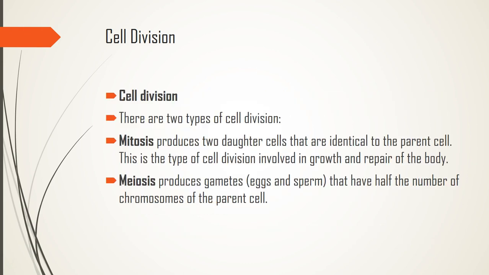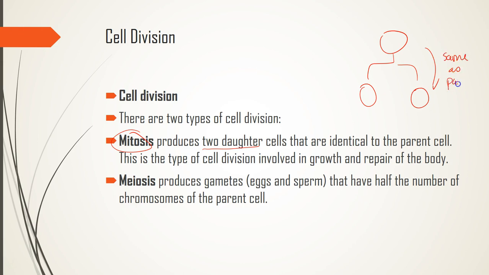So there's two types of cell division that we're going to look at. Remembering that cell division is when a parent cell divides into daughter cells. So we get new cells from the old cell. Mitosis, which is the first one, produces two daughter cells. So if we have a parent cell, when it divides, we get two daughter cells. And these are identical to the parent cell. They're the same as the parent cell.